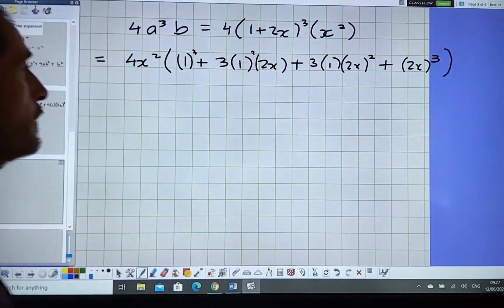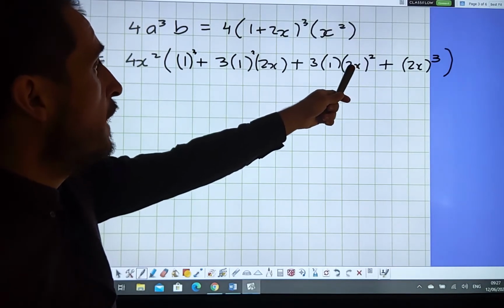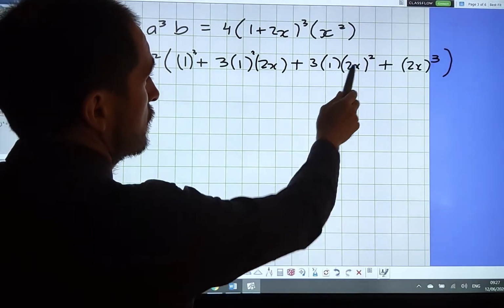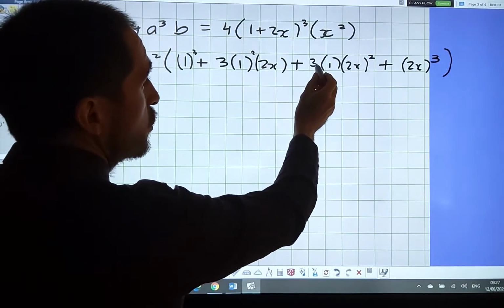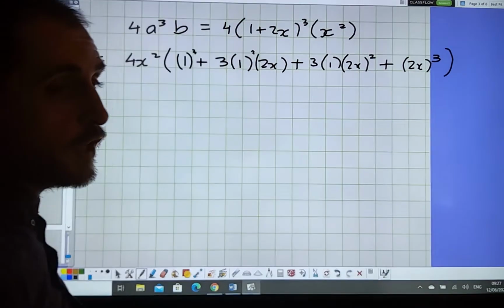Now again, what am I interested in here? Well, that will multiply out to get me 4x squared times 3, which is going to be 12x squared, and then I have to multiply it by the 4x squared, so it's going to get me 48x squared.